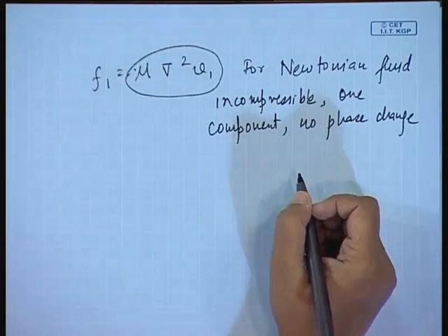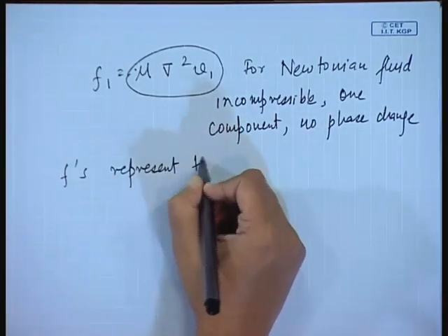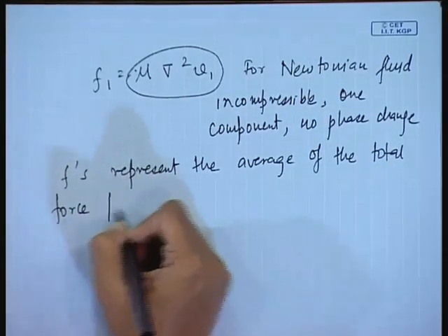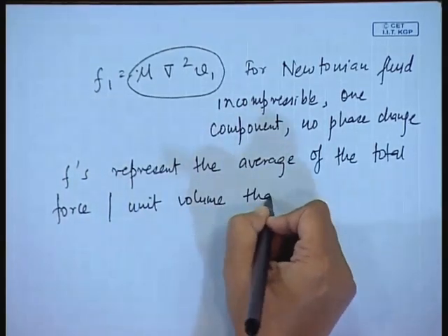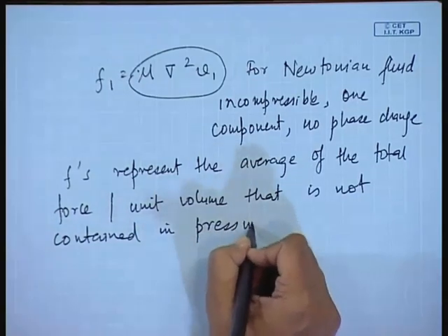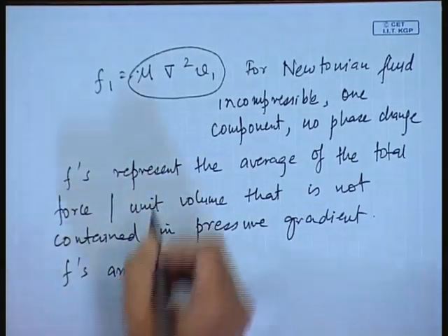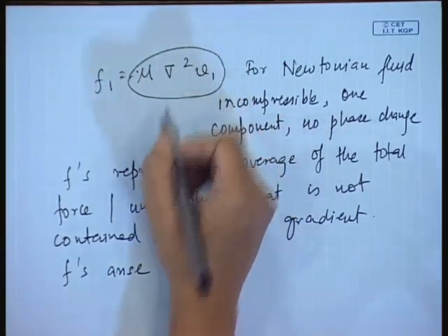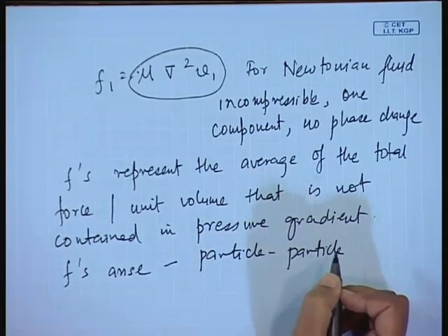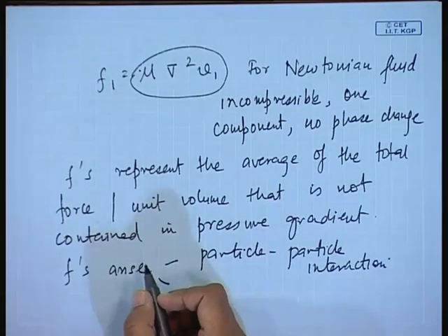Okay. Now, usually what we find? We find that these Fs represent the average of the total force per unit volume that is not contained in the pressure gradient. So, from where can Fs arise? In this particular case, it was the wall shear stress. Apart from wall shear stress, they can arise from particle-particle interaction. If it is gas-solid or liquid-solid flow, then they can arise from particle-particle interaction. They can also arise from hydrodynamic drag, isn't it?